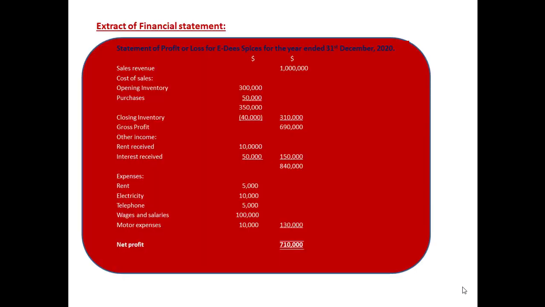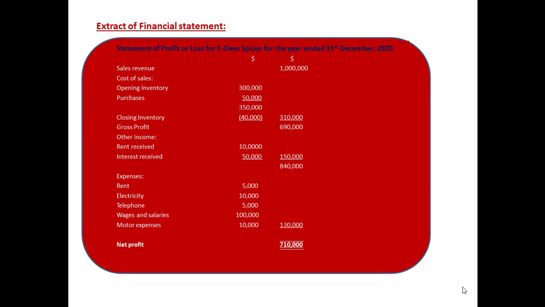So let's look at the extract of the financial statement. The first one that we'll be looking at is the statement of profit and loss. So therefore, for profit and loss, the main criteria is that it is prepared for a particular year in isolation, meaning that informations are not brought forward from previous years and informations are not carried into the subsequent year. It is prepared for a particular period in isolation.